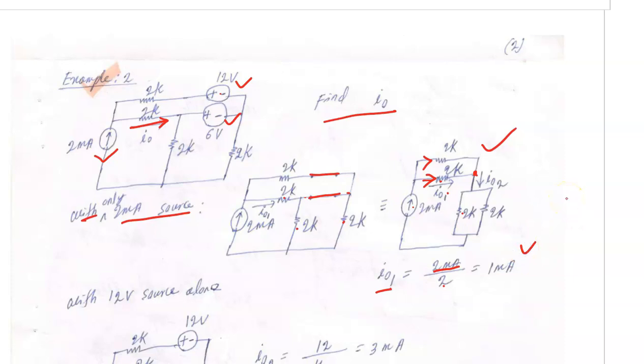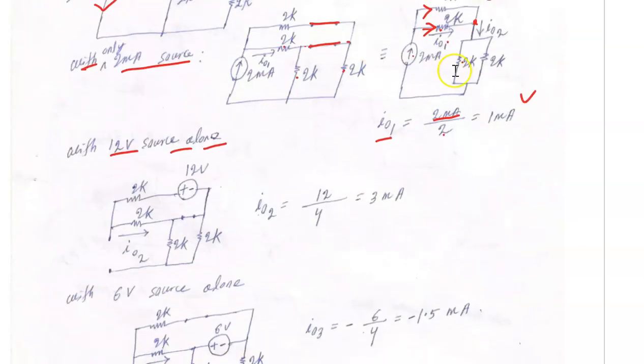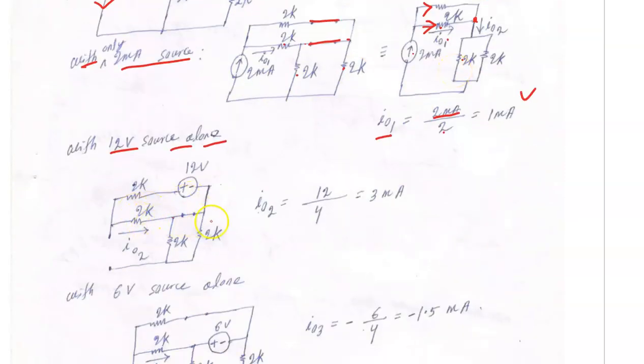This is the current I0 due to the 2 milliampere current source. Now with the 12 volt source alone, here is the 12 volt source. So with the 12 volt source alone, this 6 volt source will be short circuited and the 2 milliampere current source will be open circuited.